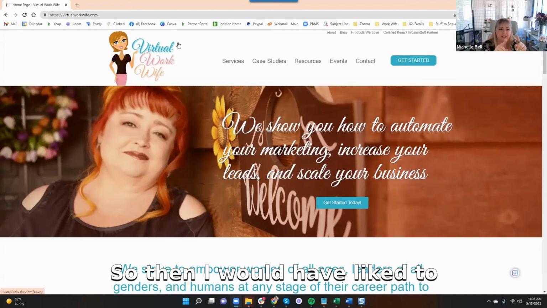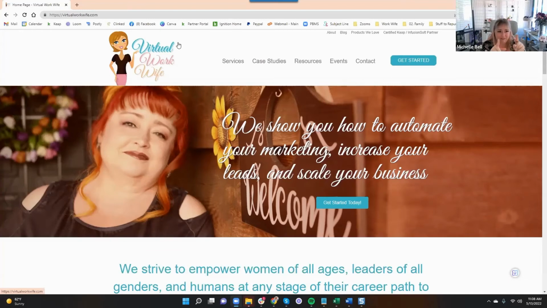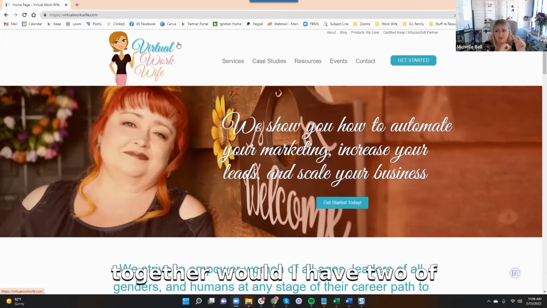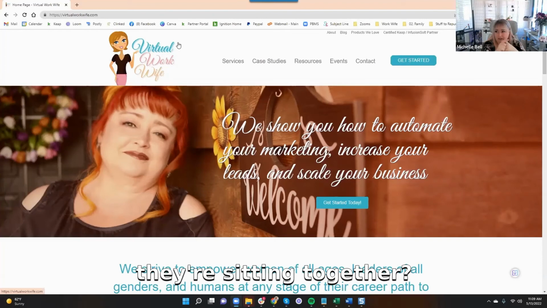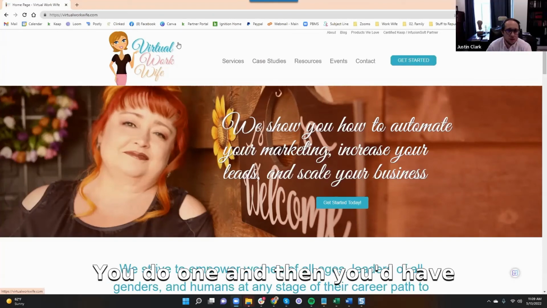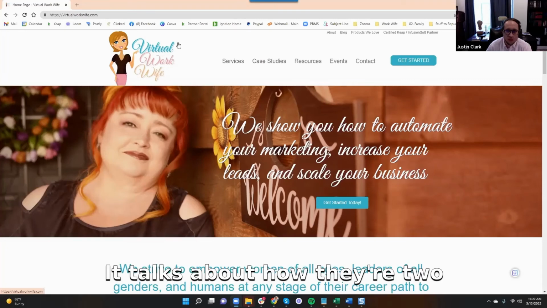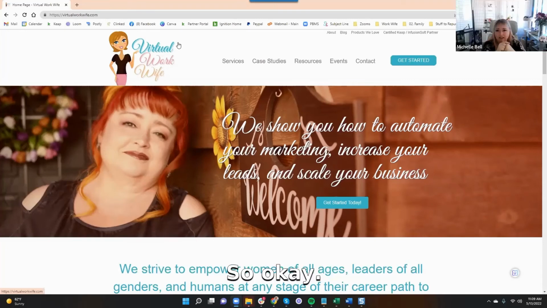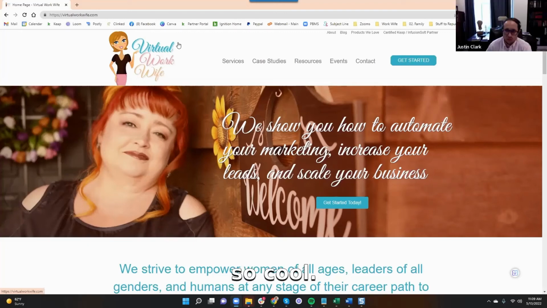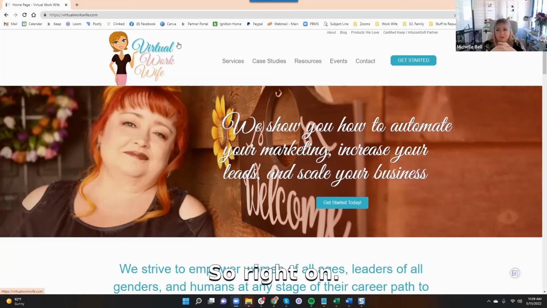So doing the words separately from the different images for the products seems like the best way to go. When it's together like this, with the logo with the girl and the words together, would I have two little Rs or two little TMs, or would it just be one when they're sitting together? You'd do one, and then you'd have something at the bottom of the website that talks about how they're two separate ones. See, these are things that I would have never thought about. You can footnote it at the bottom of your website. That's kind of cool information to have. So cool. So right on.